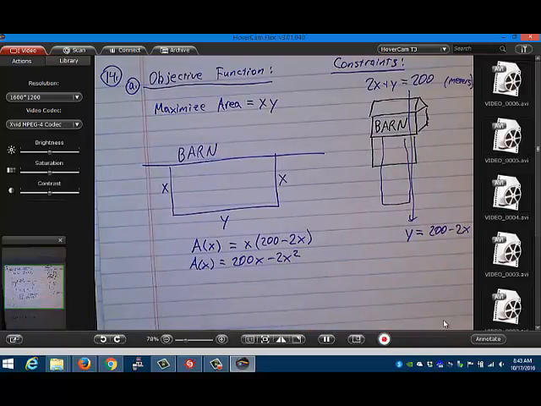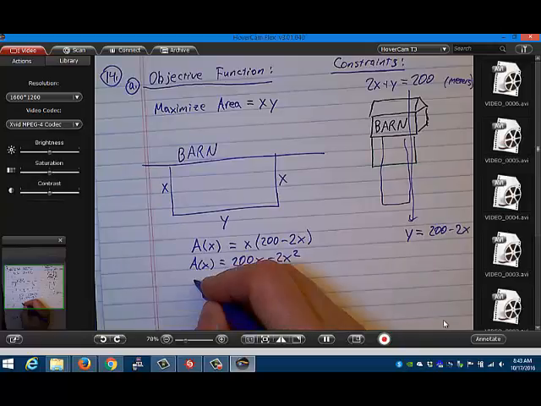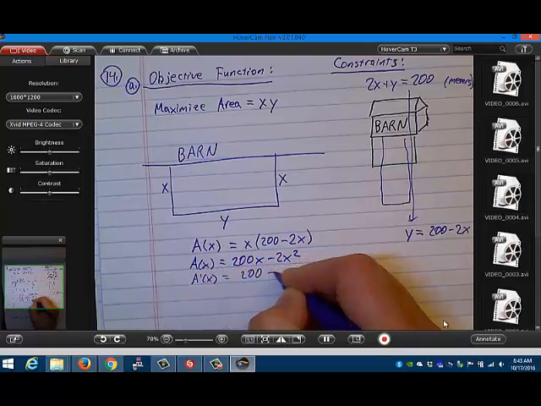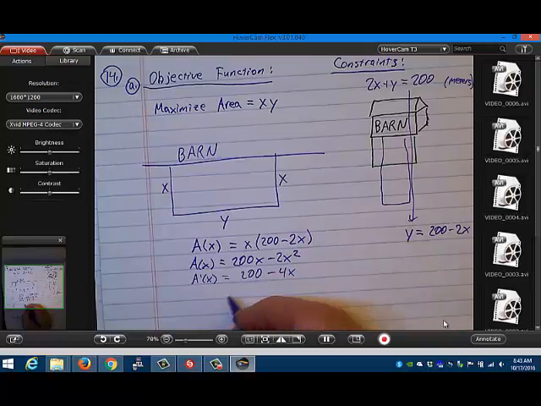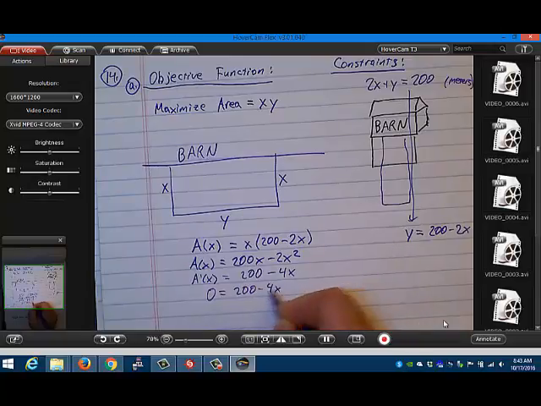Distribute the x. I think that makes it easier. By the way, I don't have to do that. I could just take the derivative and use the product rule, but this is easier, right? So we do this, and now we take the derivative. And so you guys got 200. Almost everybody got this now. Set it equal to 0, right? And so you get x is 50.